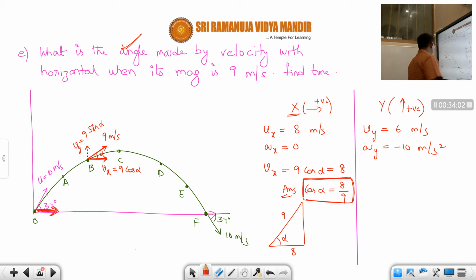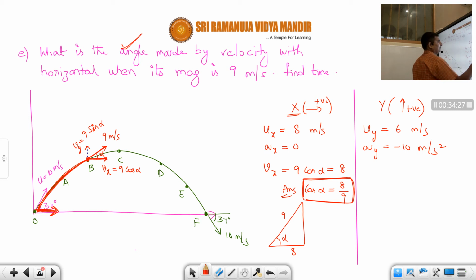Now they are asking at what time it will happen. Time means from O to B. You are traveling from O to B now. What is the time taken from here to here? Is it clear, students? Whenever you are asked to find the time when velocity is given, I told you in the third problem, correct or not? Third bit. Because they are asking time.